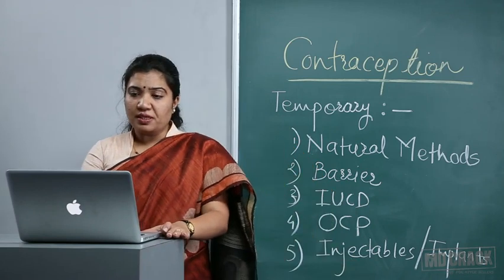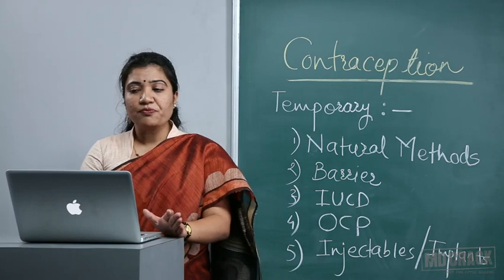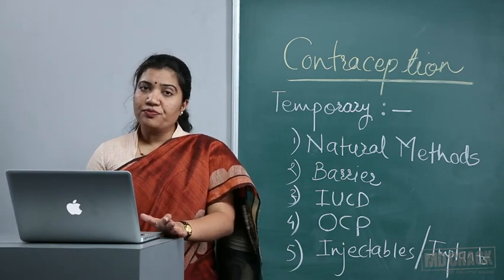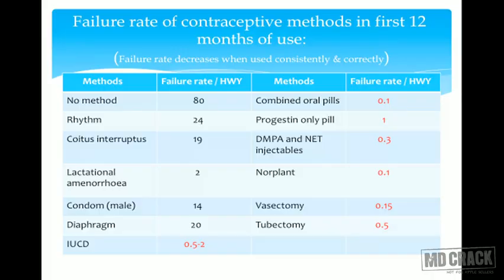So let's revise the table, in which we will focus on the contraception failure rate of certain methods. And again at the end of the lecture, we will revise this table because the figures are quite important. If no method is used, then the conception rate is around 80. Rhythm method and coitus interruptus are the natural methods. The failure rate is much higher, 24 and 19.